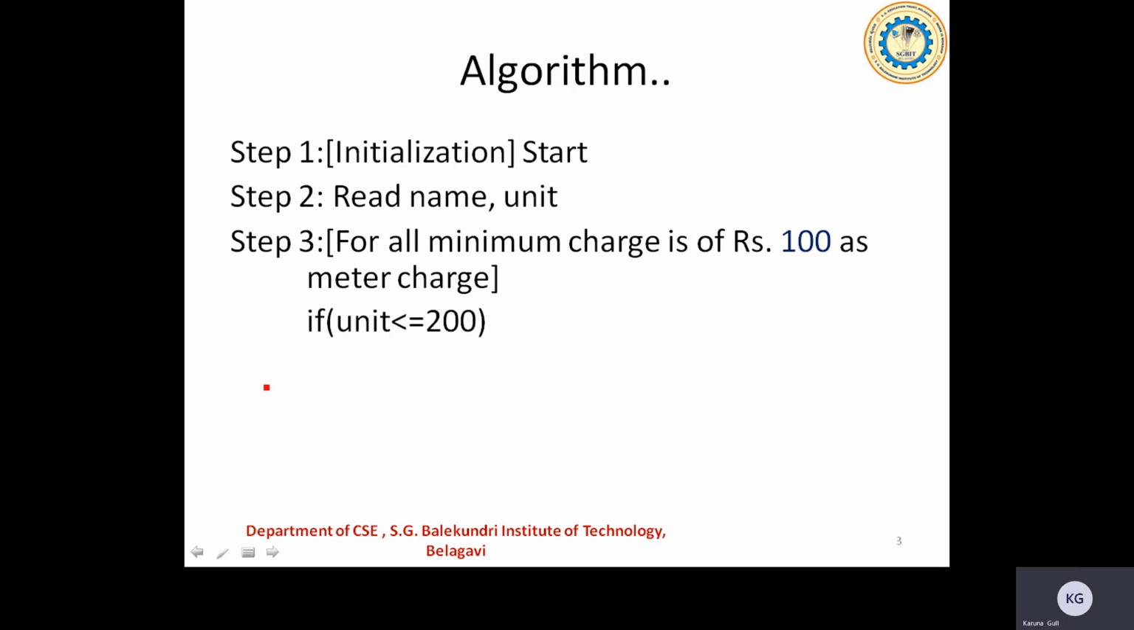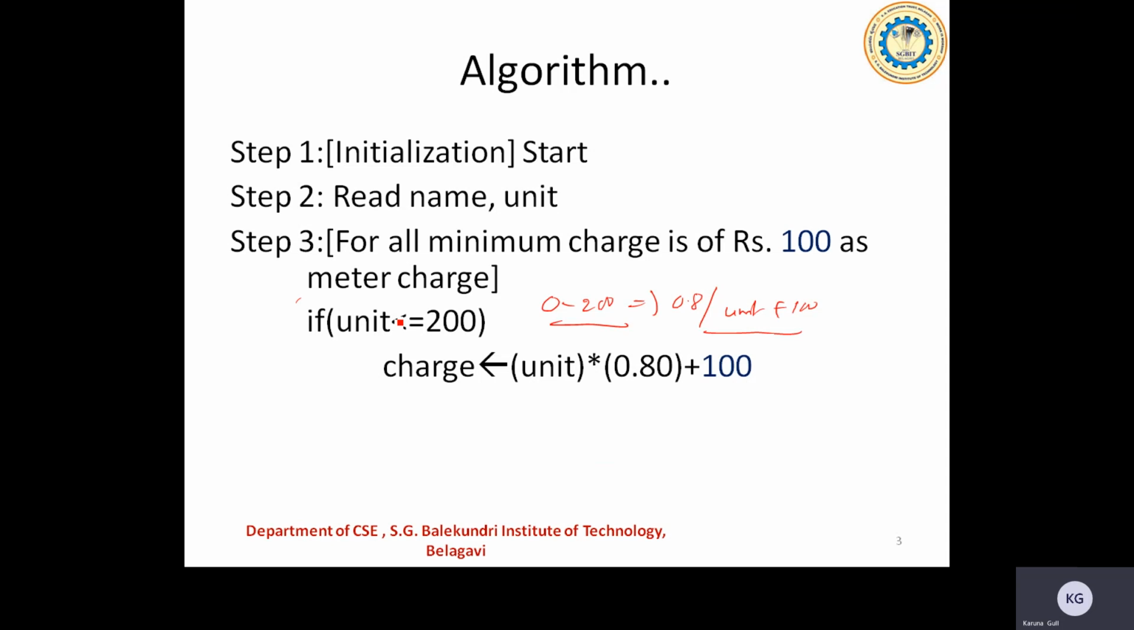Next, the first range that is given for us is, as you already know, 0 to 200. For this you have to pay 80 paisa per unit plus 100. This is the minimum charge that you are supposed to pay. So that's what we are mentioning here. I'll write the same thing: charge is equal to unit into 80 paisa plus 100 rupees. Okay, so this is the first range.